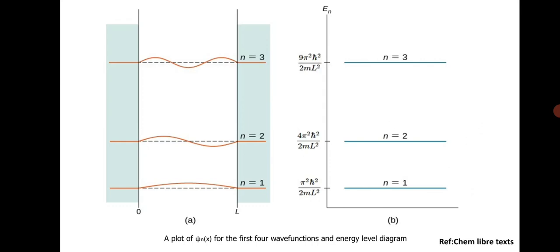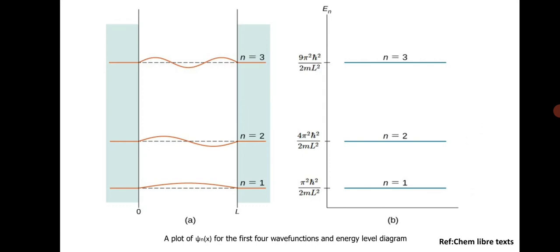Now, if you look at the wave function and the energy level diagram, it is shown in the figure. So you can see that for the first energy level, n is equal to 1, E is equal to h square by 8 m L square. And similarly for n is equal to 2, you will get 4h square by 8 m L square. And similarly for n is equal to 3, you will get 9h square by 8 m L square, and so on.